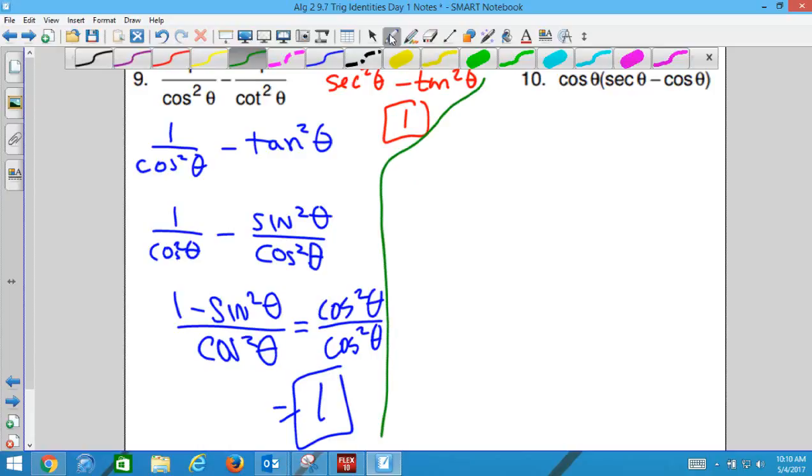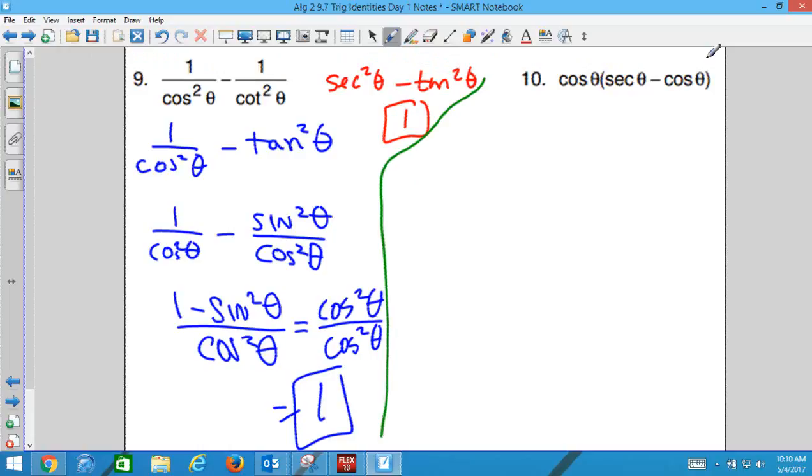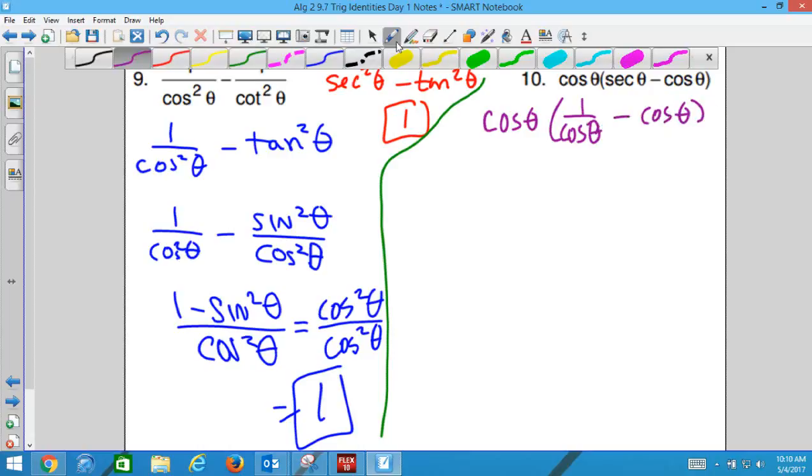Okay, next one is, we've got cosine theta multiplied by secant theta minus cosine theta. Any ideas? Distribute? I'm gonna do something first, before I distribute. What is secant? 1 over cosine. So I'm gonna change this to 1 over cosine theta first, minus cosine over 1. Then I'm gonna distribute.